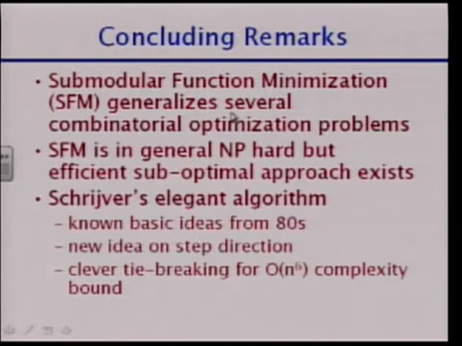And by using the submodular property of the information gain objective function, we can find some efficient algorithm to solve the problem close to optimal, with some guaranteed worst-case performance gap between what you have and the optimal solution you expect to achieve. Of course, that you don't know. And submodular function minimization is in general still an NP-hard problem, but efficient suboptimal approaches always exist.